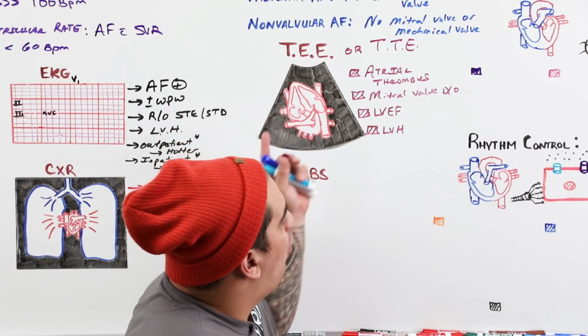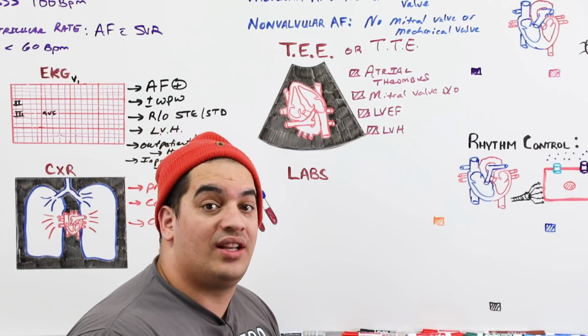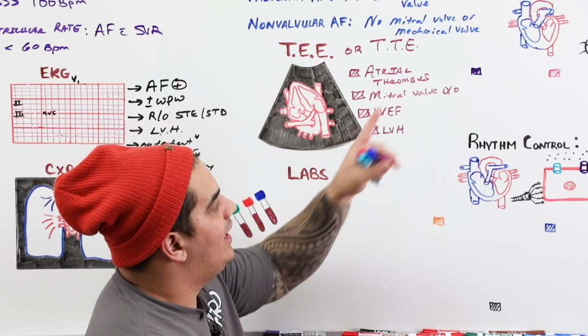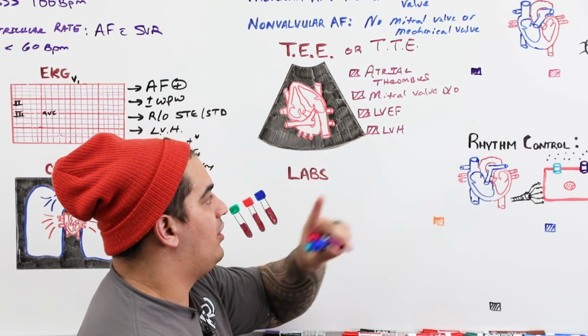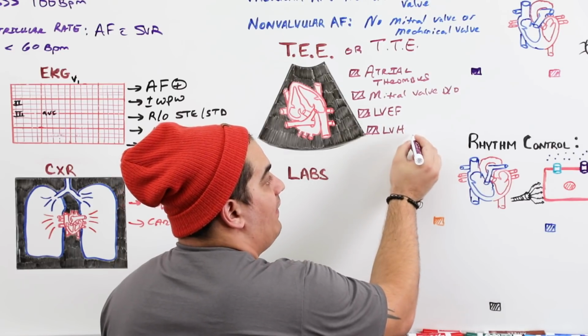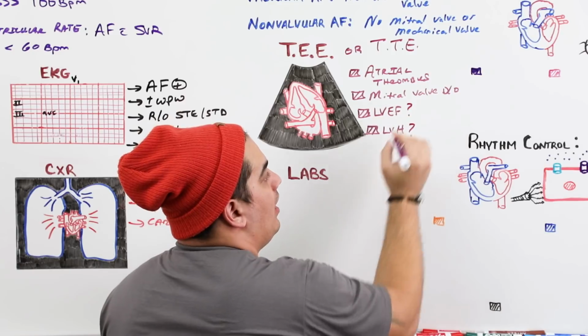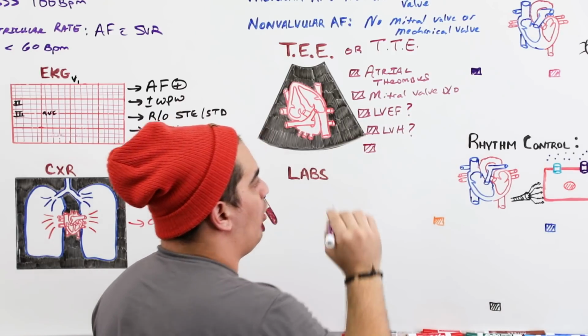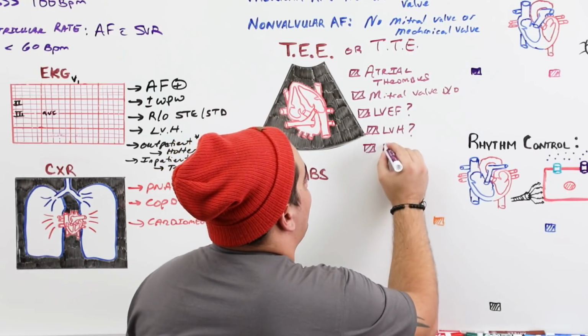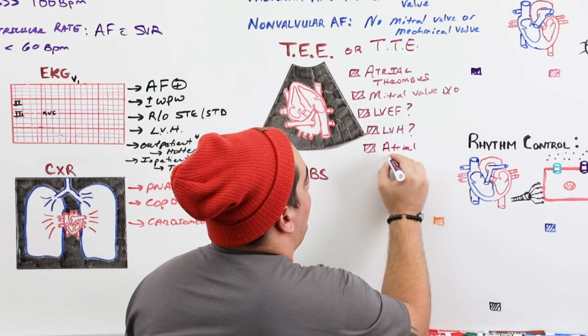So again, getting a whole overall look at the heart is a great thing, but one of the big things to take a look at is: is there atrial thrombus, is there mitral valve disorders, is there left ventricular ejection fraction abnormality, what is it, and do they have any left ventricular hypertrophy, okay? And the last thing here, one more thing, is what's the size of the atria? So atrial size.